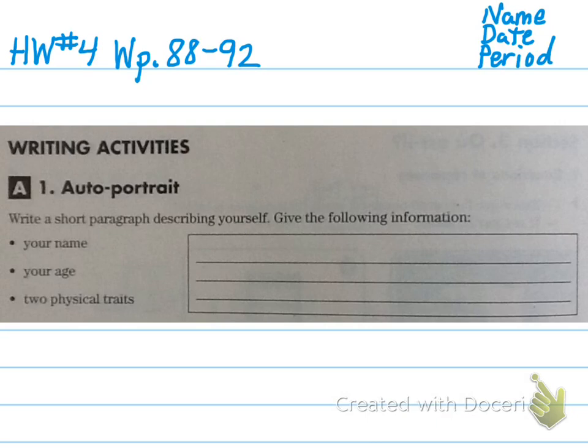So your homework is the workbook pages for lesson 9, pages 88 to 92. Exercise 1 says write a short paragraph describing yourself and give the following information. So you're supposed to say your name in a complete sentence. So remember way back in French 1A, you learned how to say my name is. You're supposed to give your age, and again, you might need to look that up to remind yourself how to talk about your age. And then 2 physical traits, so they're talking about the new vocabulary that was in this lesson where they had like beautiful and tall and short and that kind of stuff to describe yourself.